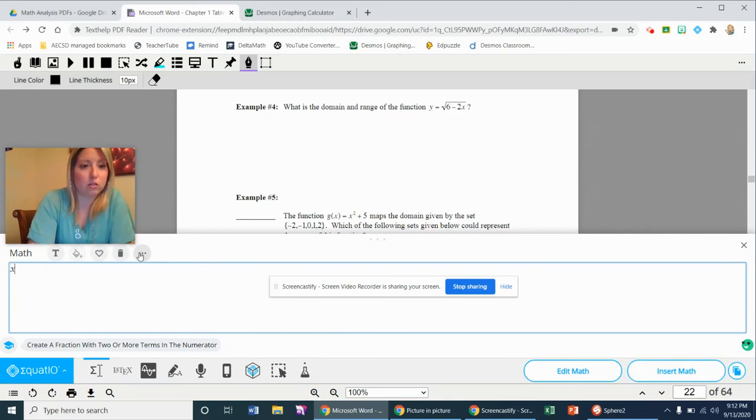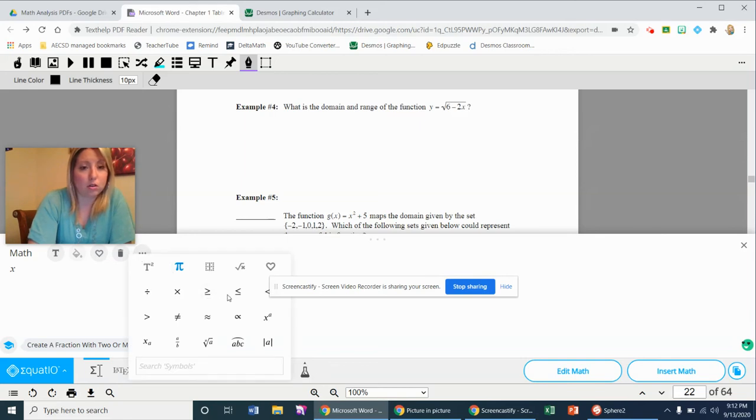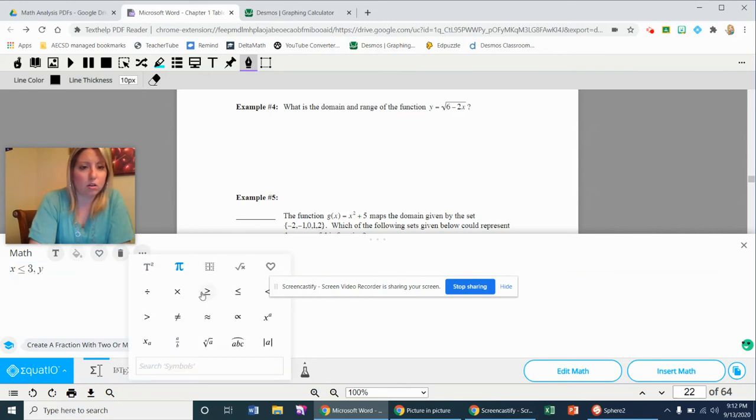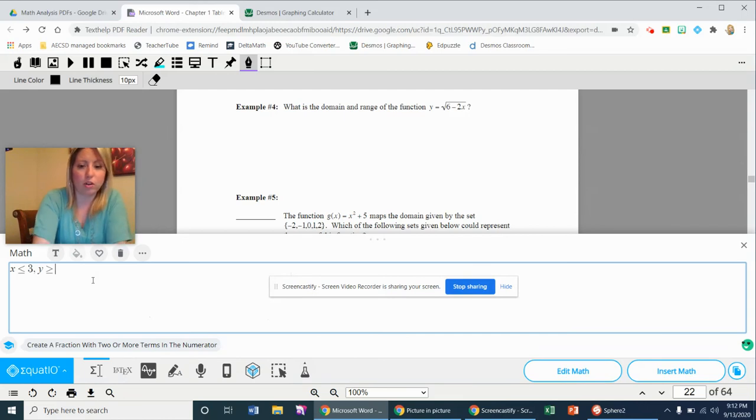X is less than or equal to 3. And y, oops, oh, I can. That's awesome. Y is greater than or equal to 0 because the y is increasing.